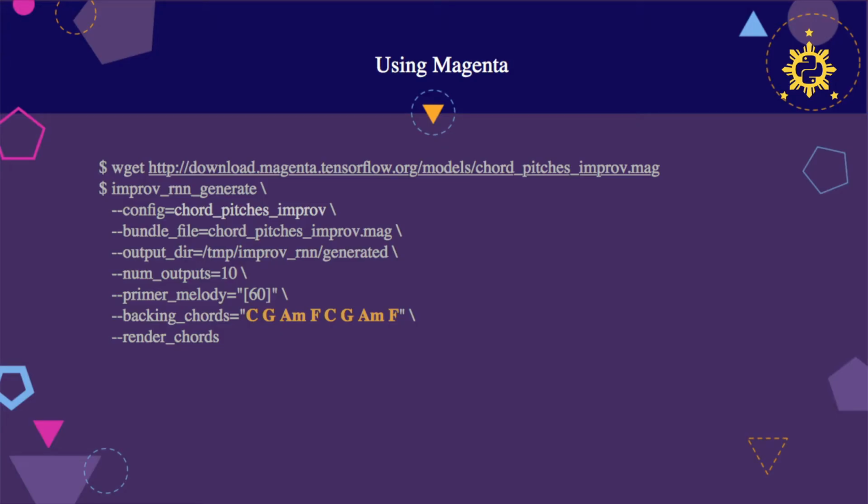And then this is the improv RNN. So I said that it's trying to generate the melody based on the chord progression. So make sure you specify the chord progression. So this is C, G, A minor, F. And then render chords is just whether or not it plays the chords in the background, so not just the melody. So this is code that's been shared around in the Magenta presentations quite often.